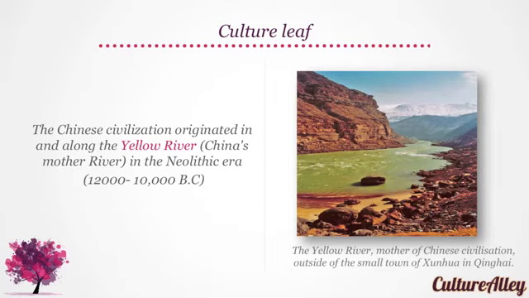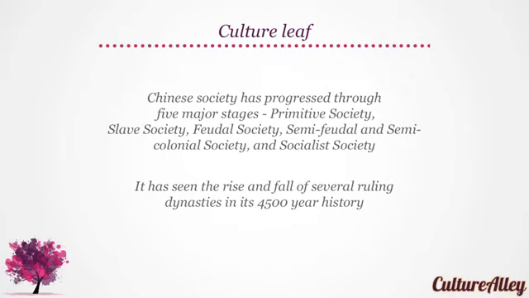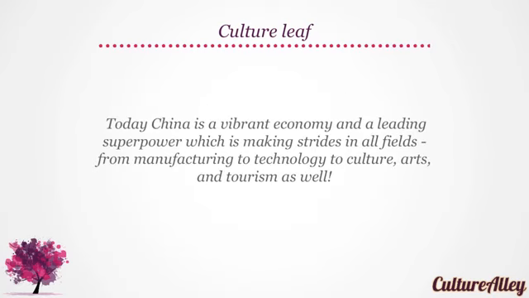Shunhua in Qinghai. The Chinese society has progressed through 5 major stages: primitive society, slave society, feudal society, semi-feudal and semi-colonial society, and finally, socialist society. It has seen the rise and fall of several ruling dynasties in its 4,500-year history. Today, China is a vibrant economy and a leading superpower which is making strides in all fields, from manufacturing to technology to culture, arts, and tourism as well.